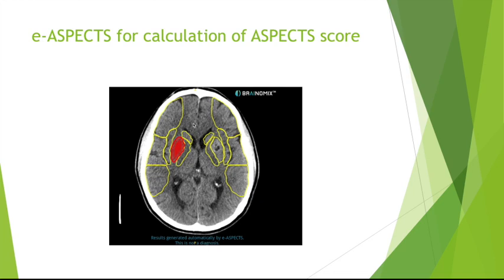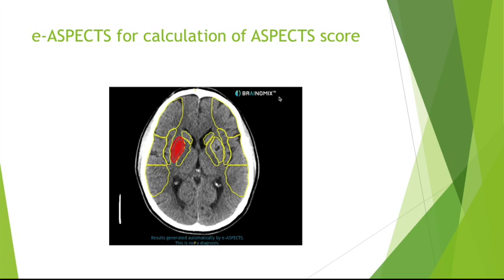As you can see over here, these are the 10 different areas on one side that make up the ASPECT score. 1, 2, 3, 4, 5, 6, 7, and there are 3 more MCA territory areas which are at a slightly inferior level compared to this image. You can see over here, this is the head of the caudate, the putamen, the internal capsule, the claustrum. 3 of the 6 MCA territory areas are visible on this scan, whereas there are 3 other areas that make up the ASPECT score, and they are at a different level, at a different axial section.